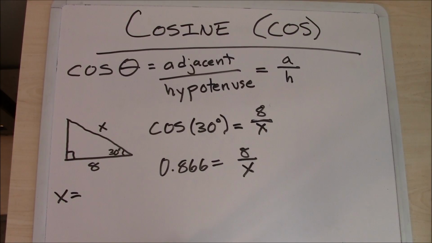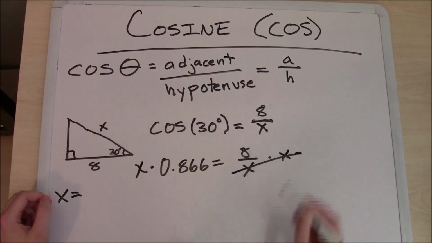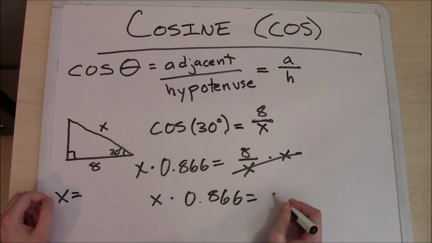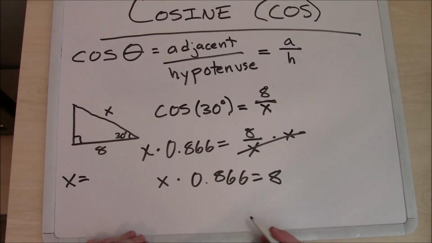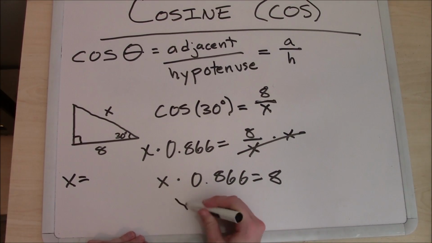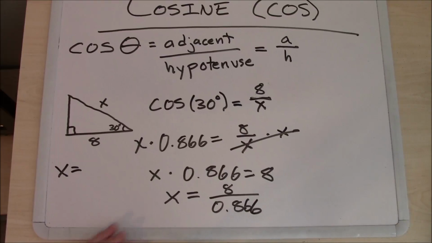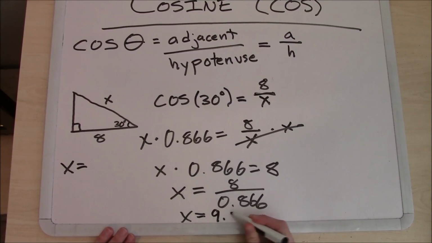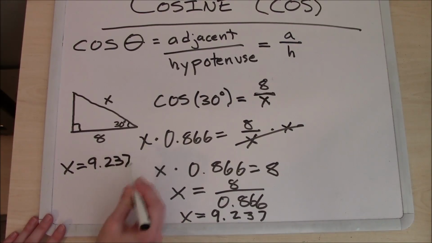Alright, so that's a little bit cleaner, but we want to get x alone because we're solving for x. So we're going to get x to one side by multiplying. We're going to get x times 0.866 equals 8. Awesome. So now, since this is being multiplied, we're going to divide, and we're going to get x equals 8 over 0.866. Alright, so solve that. We get x equals 9.237.